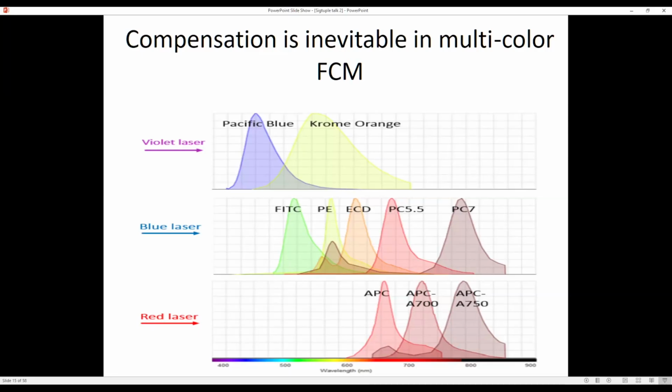You are underusing the resource, right? Compensation is inevitable in multicolor flow cytometry. If you want to use your instrument to its full potential, you should know about compensation. Don't be afraid of compensation, you cannot underuse your instrument, right? So ideally, you need to know about these things.